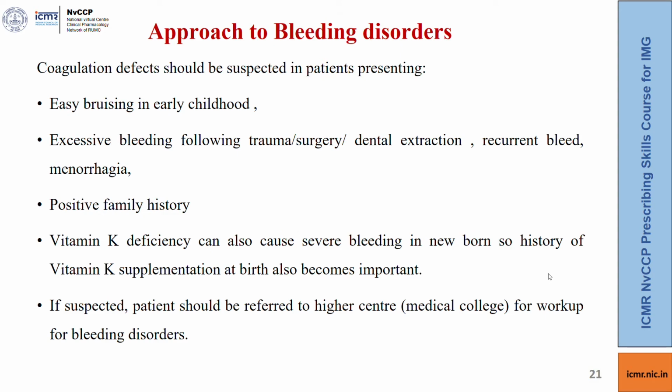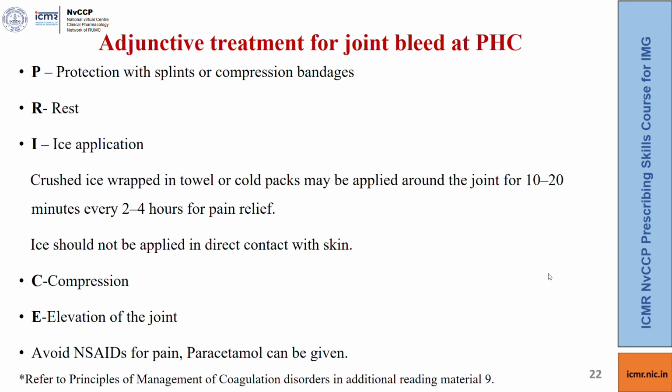While we are talking of bleeding, I would like to mention that coagulation defect should be suspected in patients presenting with easy bruising in early childhood, excessive bleeding following trauma, surgery, dental extraction, recurrent bleed or menorrhagia, a positive family history. Vitamin K deficiency can also cause severe bleeding in newborns, so a history of vitamin K supplementation at birth becomes important. In case you suspect a bleeding disorder, the patient should be referred to a higher center for workup for bleeding disorders.